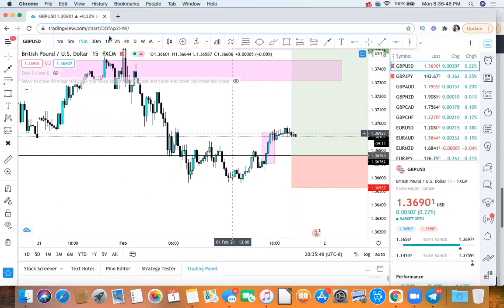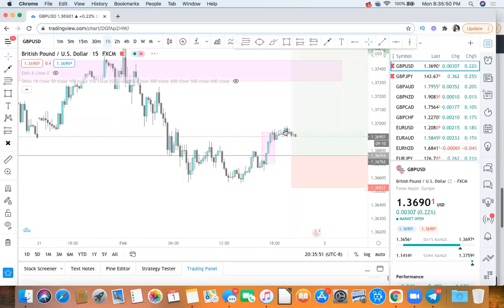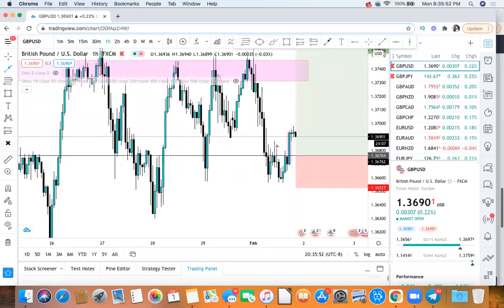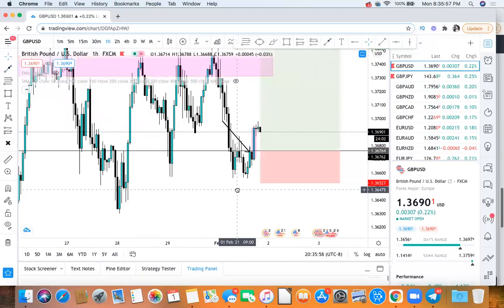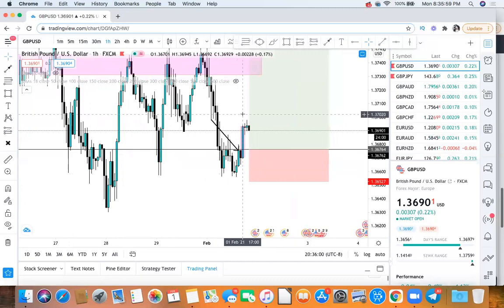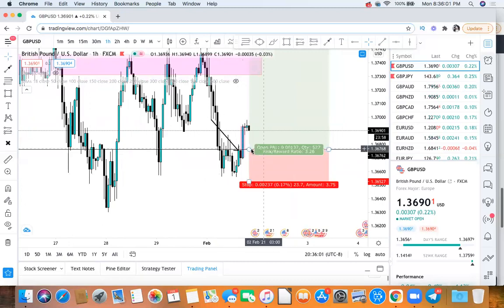So just coming back into the 1-hour, when we fill in that area, I would want to see it test into our accumulation price candle that we see right there, which is our last bearish candle before the move to the upside. So therefore, I'll be placing the buy limit here.